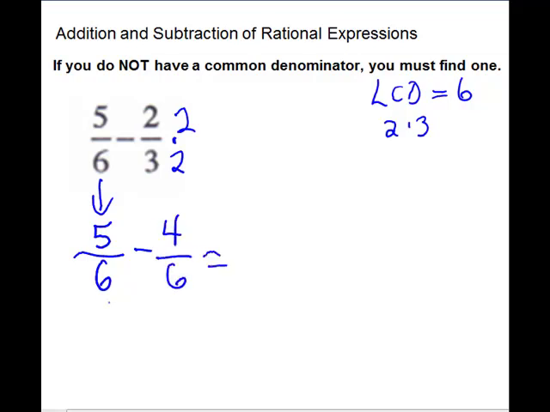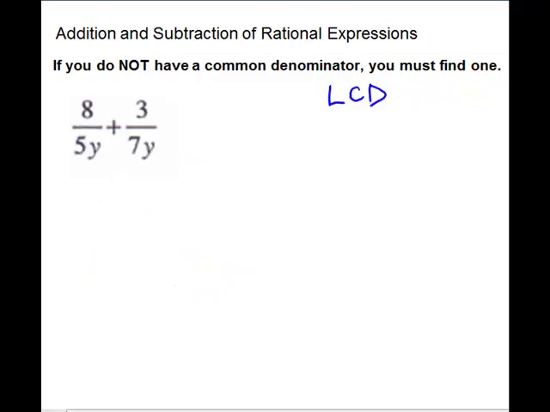And now we can combine. So we will keep our common denominator. Combine on the numerator. 5 minus 4 is 1. This will not reduce.